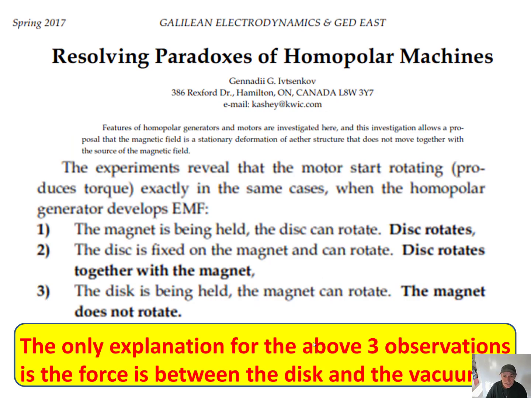There's a paper here called Resolving Paradoxes of Homopolar Machine, and there are some experiments done for the motor effect. The conclusions: the magnet is being held and the disc can rotate. The disc rotates. The disc is fixed on the magnet and can rotate. The disc rotates together with the magnet. The disc is being held, the magnet can rotate. The magnet does not rotate.